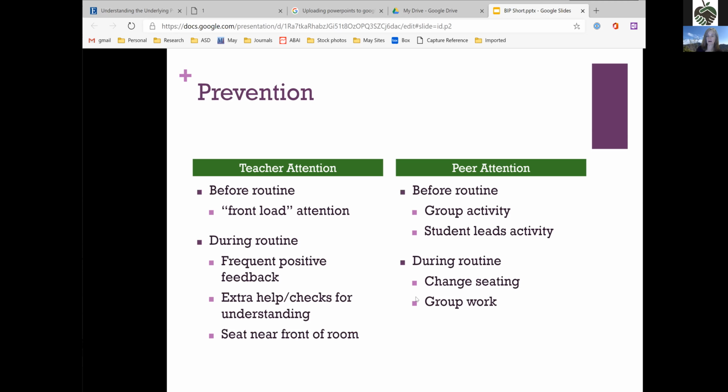So these are just some ideas showing you again why thinking about antecedent strategies really needs to be linked to the function. If somebody's behavior is really maintained by avoidance, front-loading teacher attention isn't going to work. If a student's behavior is really maintained by avoiding completing instruction, group work is not going to help. Having them lead an activity beforehand is not going to help. So we really need to keep the function in mind, even when we're working on the prevention end of a behavior intervention plan.